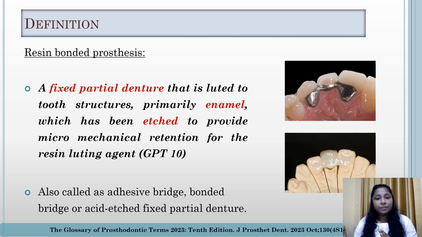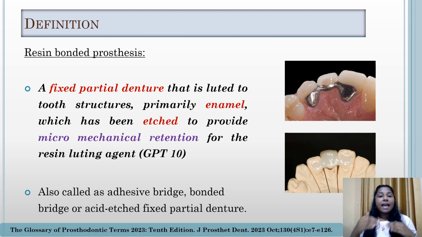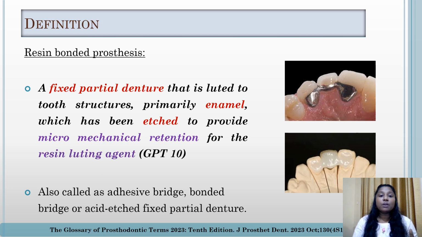Primarily, it is the enamel, and through the enamel, how is it luted? It is through etching, and this is done through a micromechanical retention by which mechanism? Which is through your resin luting cement. So let's pull all of this together and see what the definition is. It's a fixed partial denture that is luted to the tooth structures, primarily the enamel, which has been etched to provide micromechanical retention for resin luting agent.